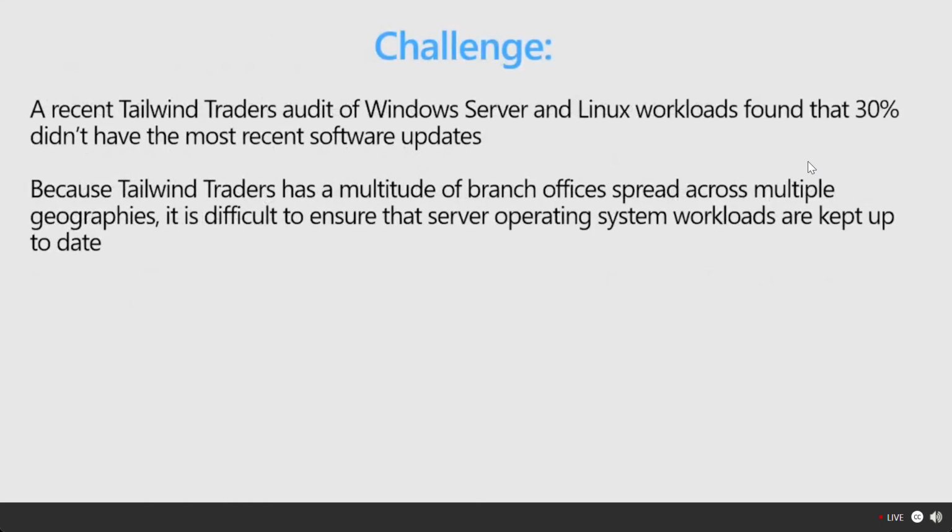So, another challenge. Tailwind Traders looked at their infrastructure and did an audit of their Windows Server and Linux workloads, both on-prem and in the cloud, and found that 30% didn't have the most recent software updates installed. Because Tailwind Traders has multiple branch offices spread across multiple geographies, it can be very difficult to make sure that absolutely everything is kept up to date. It depends who owns the workload. Sometimes in organisations that are very geographically dispersed, you get some workloads that are absolutely kept up to date and other workloads that are basically left without being patched.